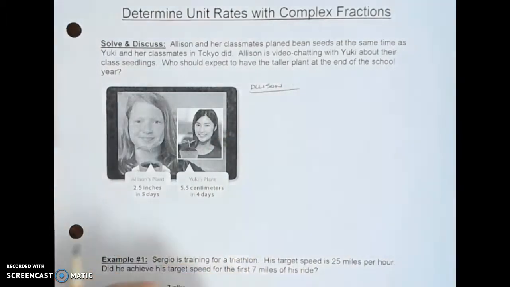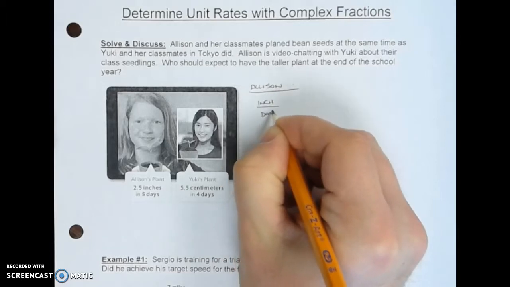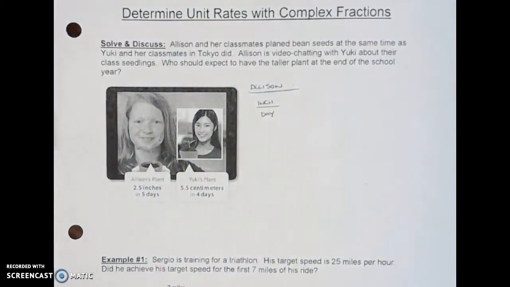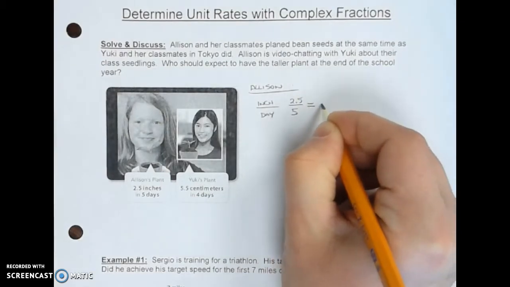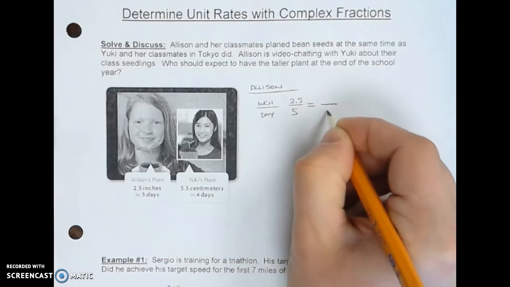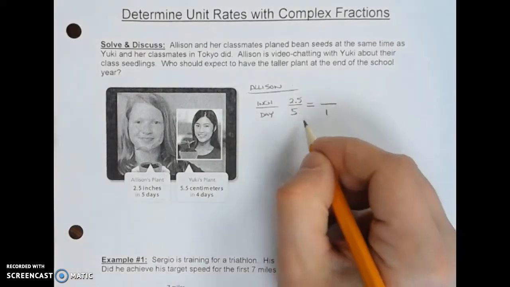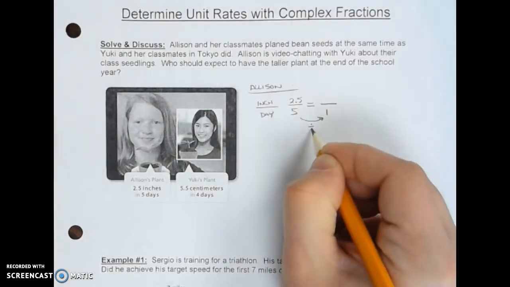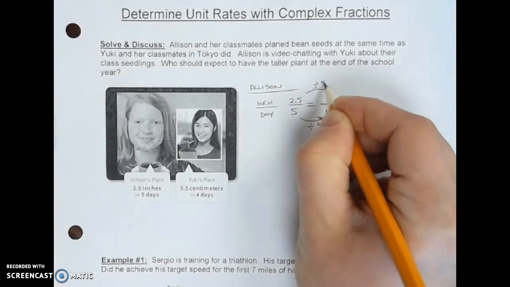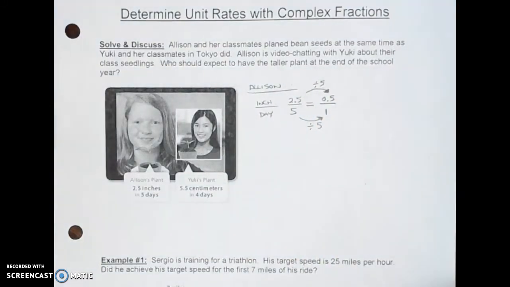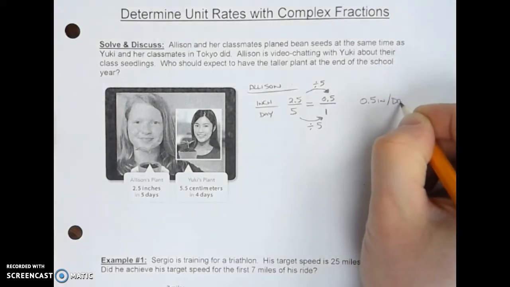And for Allison, I'm going to be interested in how many inches per day her plant is going to grow. So I know that it grows 2.5 inches in 5 days, and I'm going to set that equal to another ratio where my denominator is 1 because I want to know how much it grows in 1 day. So I'm going to have to scale back by dividing by 5 here. 5 divided by 5 is 1. And if I do 2.5 divided by 5, well, that's going to be 5/10. And so for Allison, I know that her plant grows 1/2 inch per day.